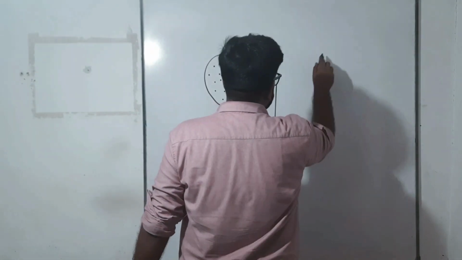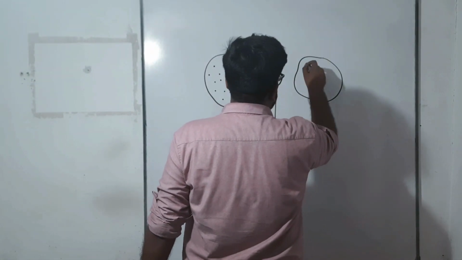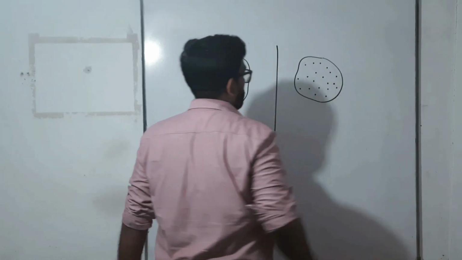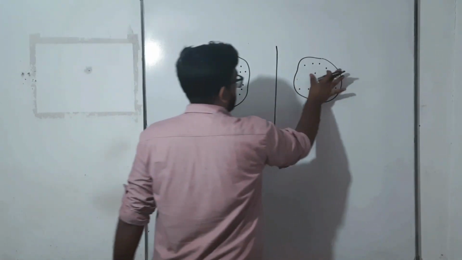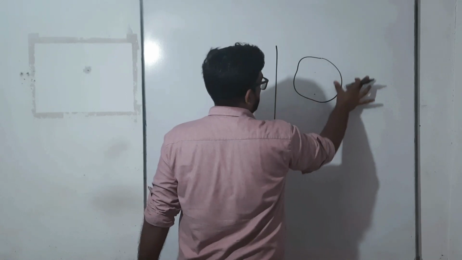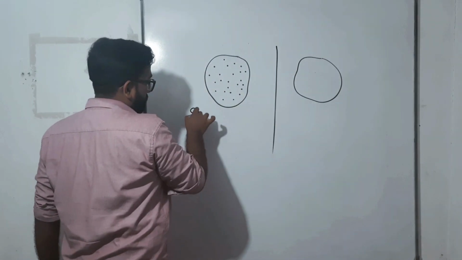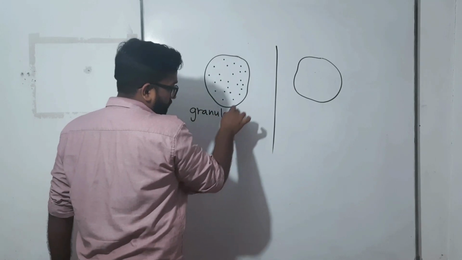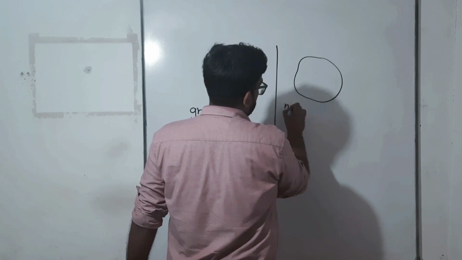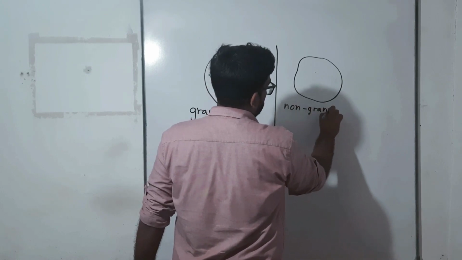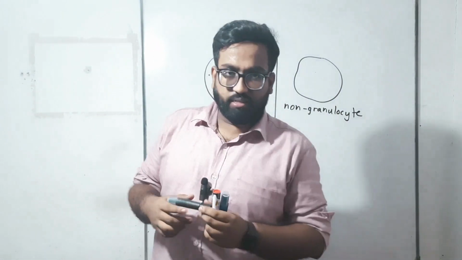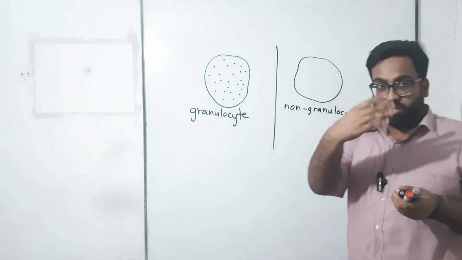And some cell plasmas are present where they do not present granules. They are not presenting granules. So these are known as granulocytes. These are known as non-granulocytes. Right? So no need to think more about this here. Just because of the outer appearance, we are dividing them into two types.